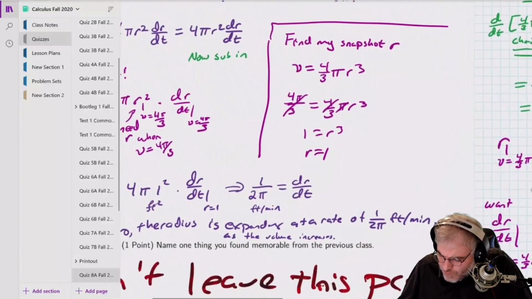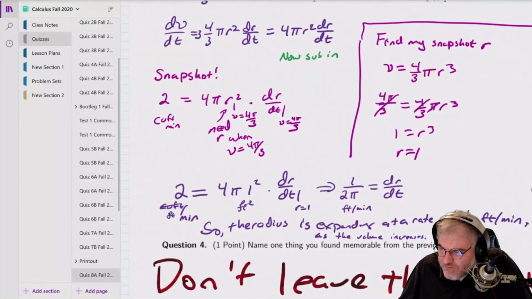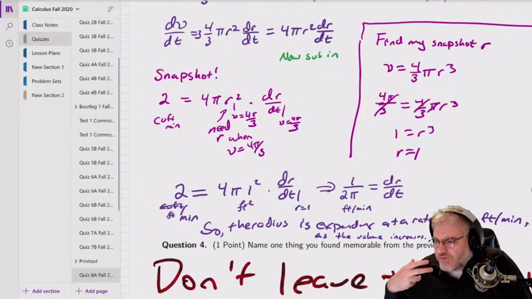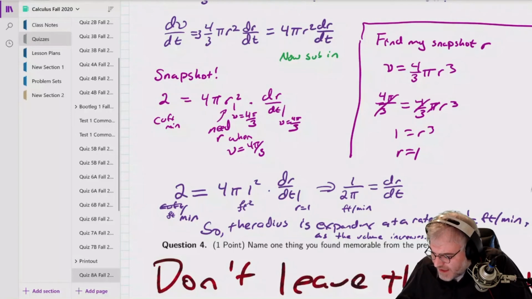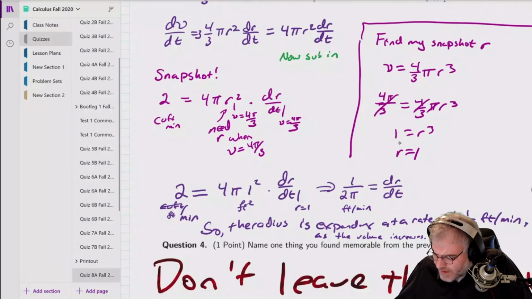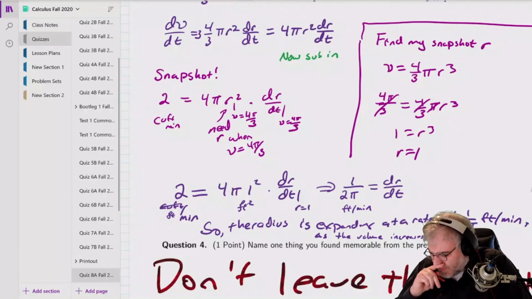Well, I've got the wrong thing, right? I have the volume and I need the radius. So now I need to solve for some snapshot data. What I'm going to do is plug in 4 pi over 3 for volume, and I'm going to solve for this r. And this is nice because everything cancels. And I wind up with r cubed equals 1, which of course means r equals 1.